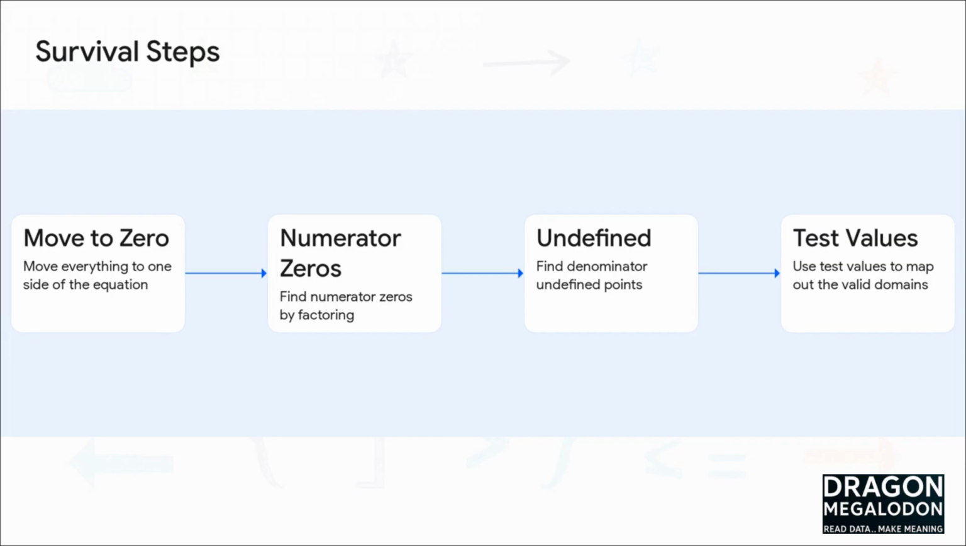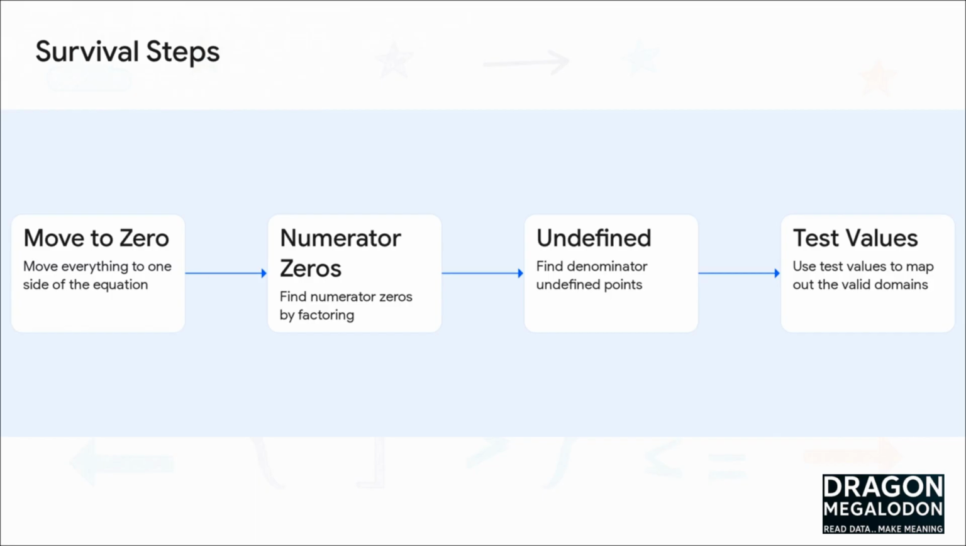Step 1. Move everything to one side so you have a 0 on the other side. You always want to compare to 0. Step 2. Find your numerator zeros by factoring the equation. Step 3. Find your denominator undefined points. These are the lethal inputs that divide by 0 and instantly crash your system. Step 4. Use test values.